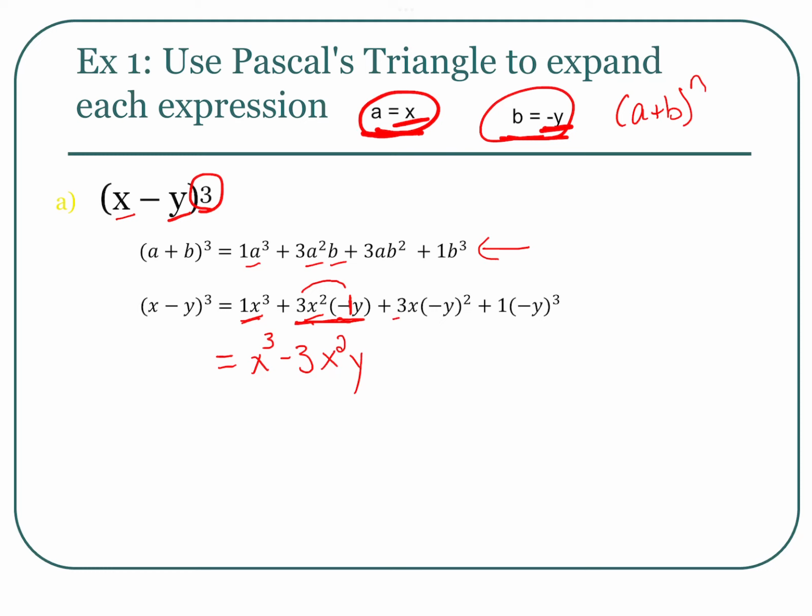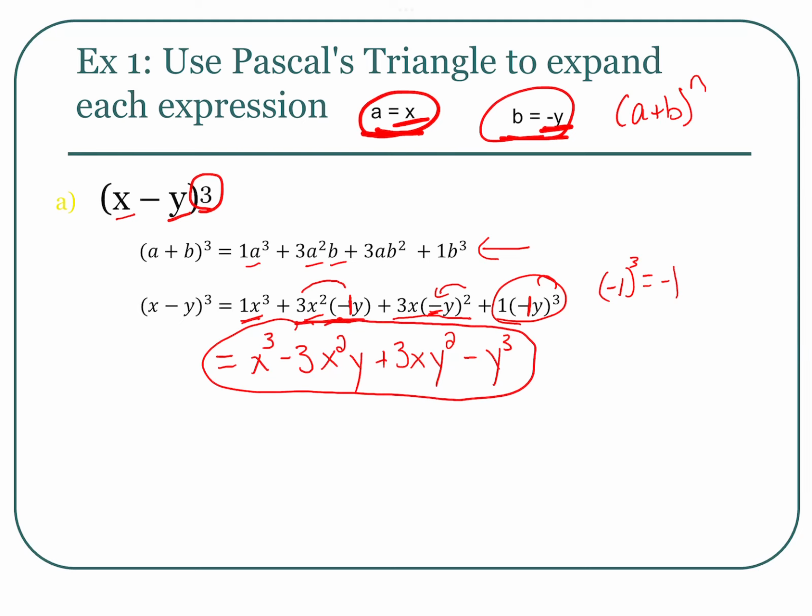Over here, my next term, I have a 3x and I have negative y squared. Well, if I square a negative, it becomes positive. So this becomes 3x and then y squared, because when I square that, the negative goes away. Whereas this last one, remember it's like a negative 1, if I cube it. If I put negative 1 cubed in my calculator, I'm going to get negative 1. So this becomes negative y cubed. So sometimes we might have positives. This would be our final answer right here.